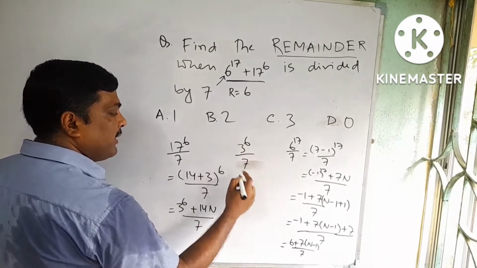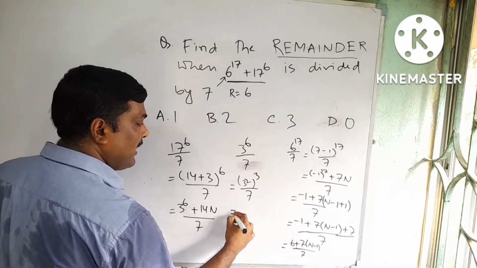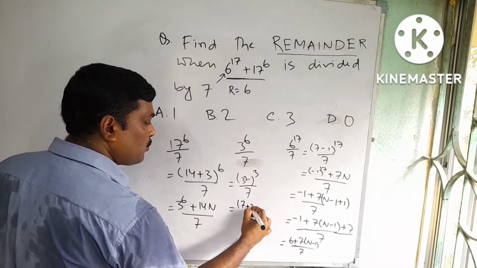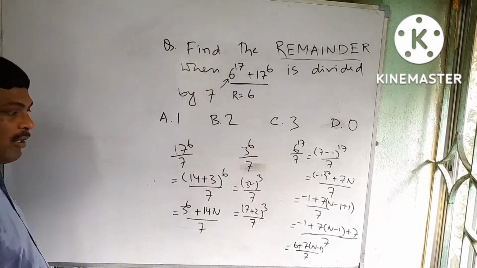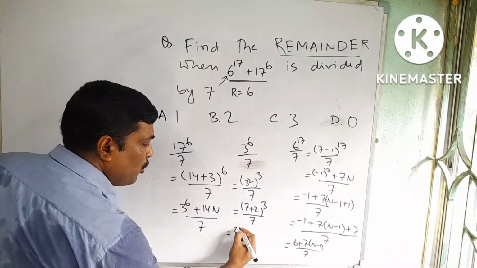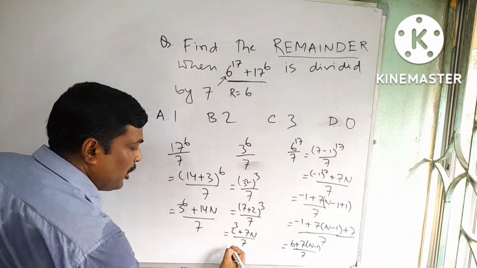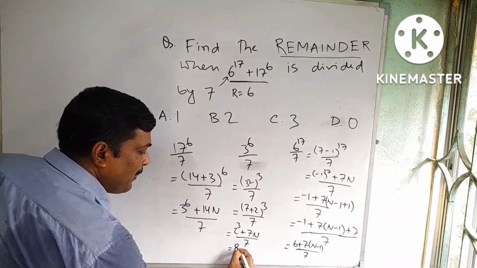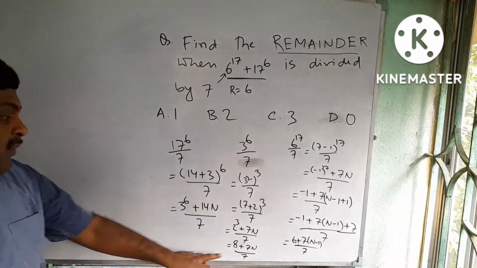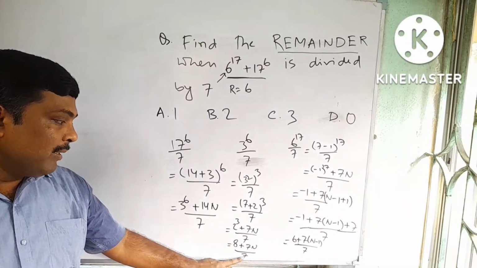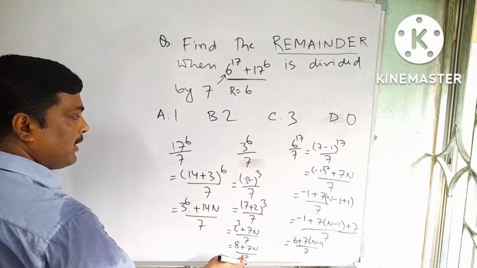3 to the power 6 is (3 square) to the power 3 divided by 7. 3 square is 9, that is 7 plus 2. So (7 plus 2) to the power 3 divided by 7 is 2 cube plus 7 into some natural number n, divided by 7. And 2 cube is 8, so 8 plus 7n divided by 7. 7n is divisible by 7, and now dividing 8 by 7, the remainder is 1.